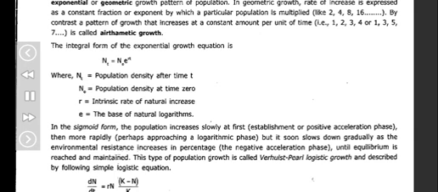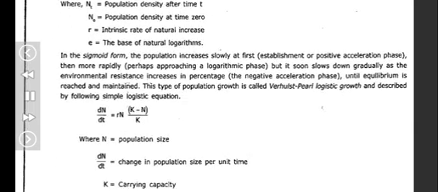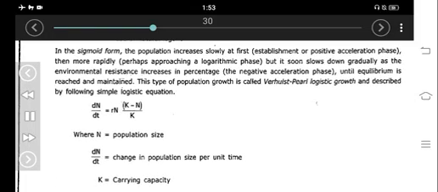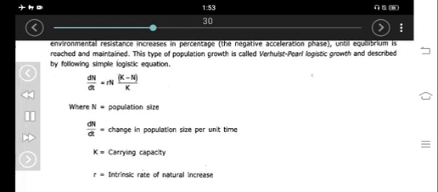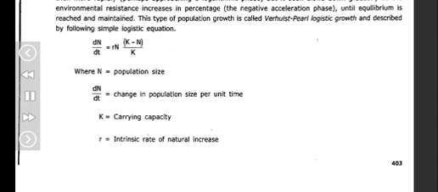In the sigmoid form, the population increases slowly at first, the establishment or positive acceleration phase, then more rapidly, perhaps approaching a logarithmic phase, but it soon slows down gradually as the environmental resistance increases in percentage, the negative acceleration phase, until equilibrium is reached and maintained. This type of population growth is Pearl-Verhulst or logistic growth and described by the following simple logistic equation. dN/dt = rN(K-N)/K, where N equals population size, dN/dt is change in population size per unit time, K equals carrying capacity, r equals intrinsic rate of natural increase.